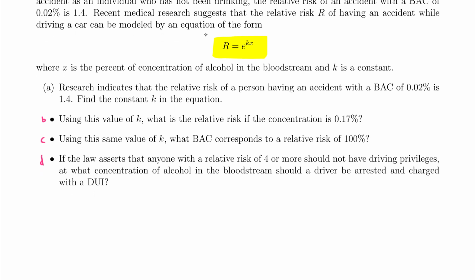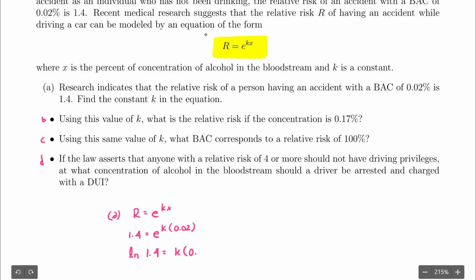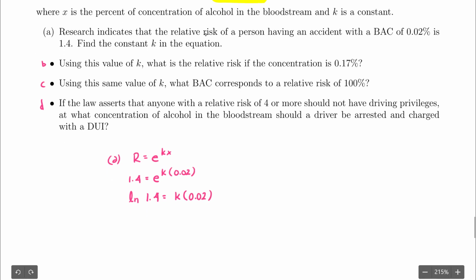So we take part A here. We take our equation, R equals e to the K times x. We're going to replace R with 1.4, that's the risk, equals e to the K times 0.02. We're trying to solve this for K. So we're going to take the natural log of both sides to get rid of the base of e. We have natural log of 1.4 equals K times 0.02. We would divide both sides by 0.02.